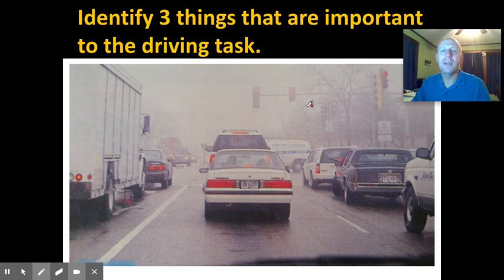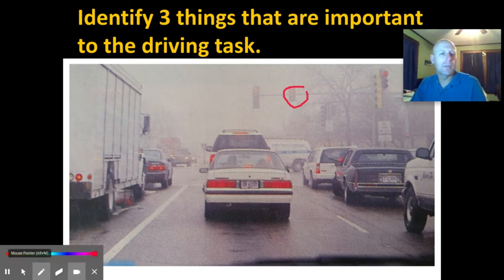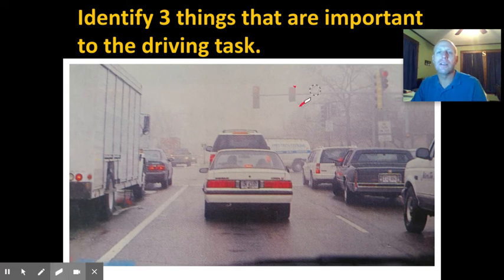Okay, maybe you identified that we've got a red traffic light. Maybe you identified that there's a lot of traffic here on this road. You might have also identified that the road appears to be wet and we have foggy conditions. So, all sorts of good things to identify there. Lots of information that is very important to our driving task.